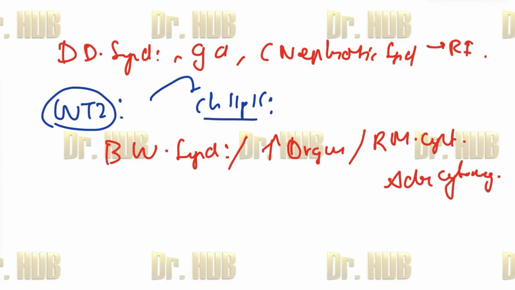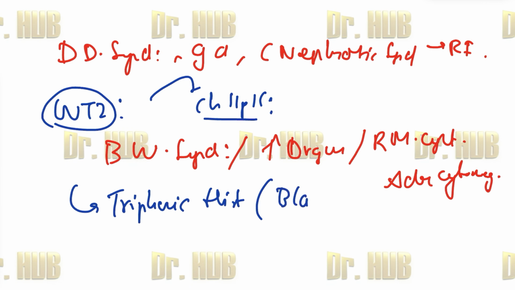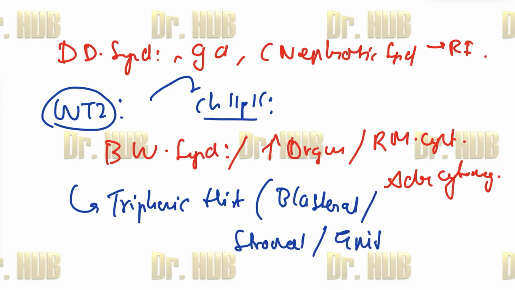So what is the histopathology? The tumor displays a classic triphasic histology, that is with blastemal, stromal and epithelial features.